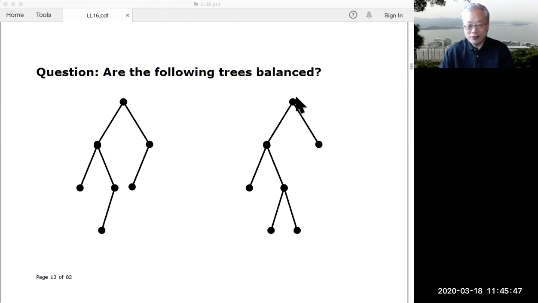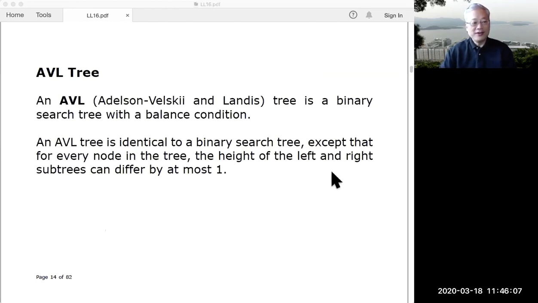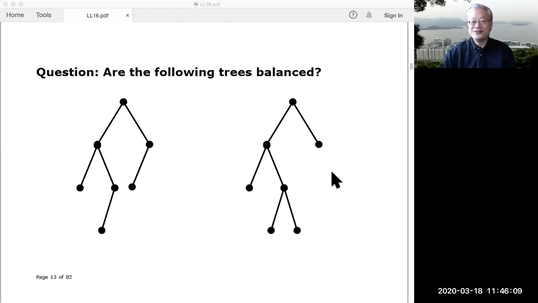The root has a problem because we consider the left subtree, the height is 1, 2, 3. The right subtree, the height is 1. So the difference in height is 2. Okay, so therefore, the root has a problem. And this node has no problem. Okay, good. So any questions so far? No. Okay, so here we understand how to determine whether a particular tree is balanced or not.